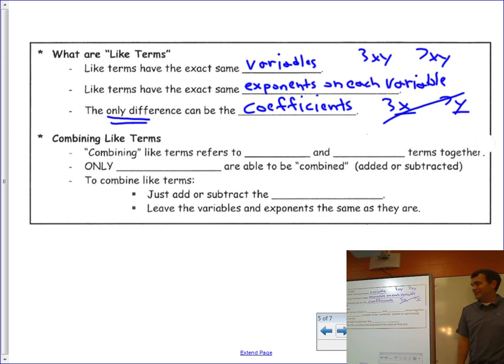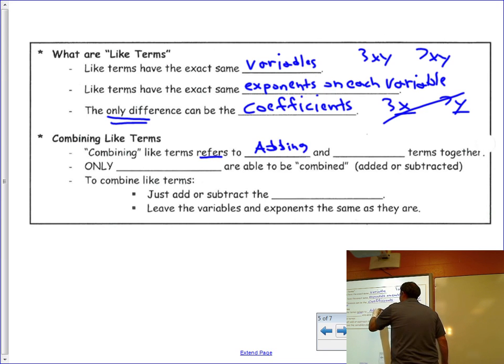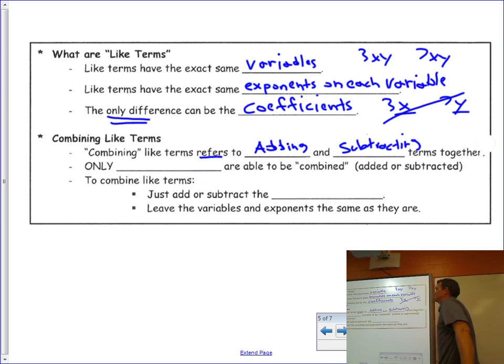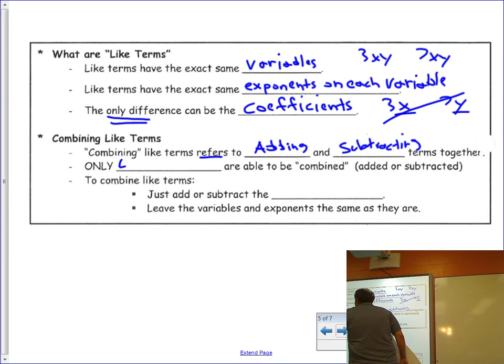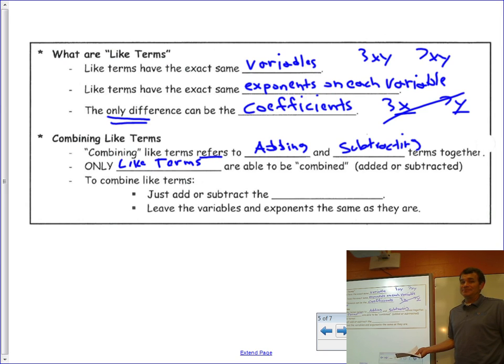How do we combine like terms? Combining is a mathematical operation, and it means adding and subtracting. Combining always refers to adding and subtracting terms together. Now, only like terms are able to be combined. If you don't have like terms, you can't add them together. But if you do have like terms, you can.